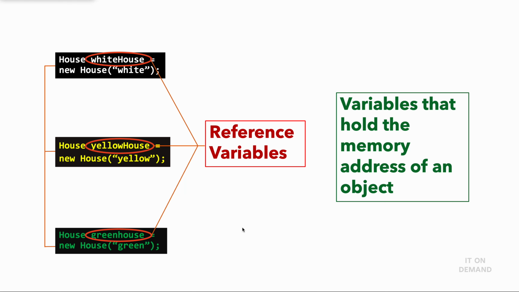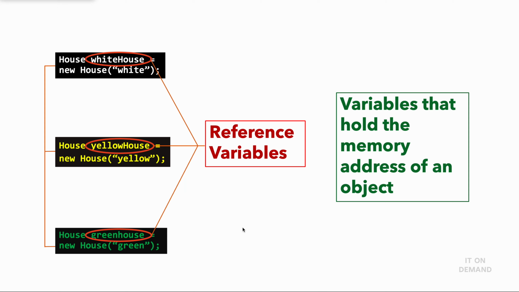And so we can see the white house at Dulaney Street, the yellow house at 123 Spencer Avenue. We can see the green house at so-and-so location. What we're doing is essentially saying we have an address where we can find these houses, and that's what the reference variable refers to. It's pointing to that address, not to the object itself, but to that address.